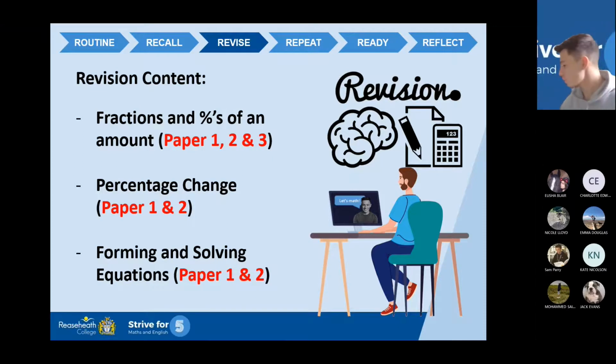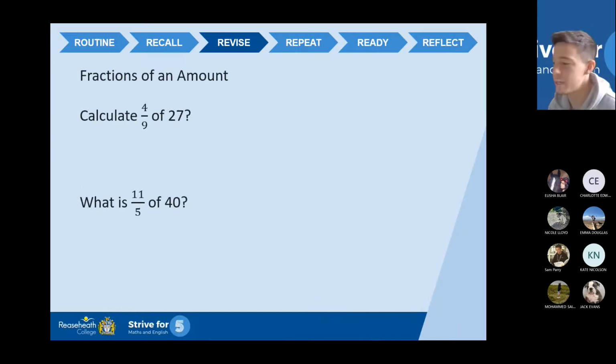Okay. So guys, let's start with fractions of an amount. When we have to deal with a fraction of an amount, there's a simple rule, and I think you guys are going to be pretty aware of what this rule is. It's divide by the bottom and then times by the top. Okay. And let me just write this up here as well.